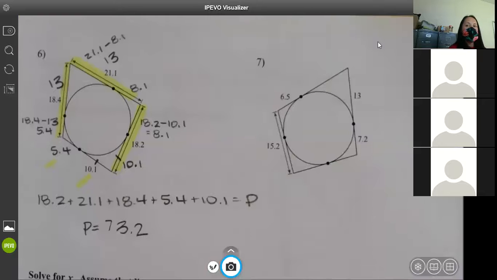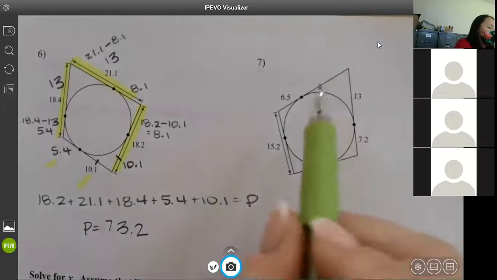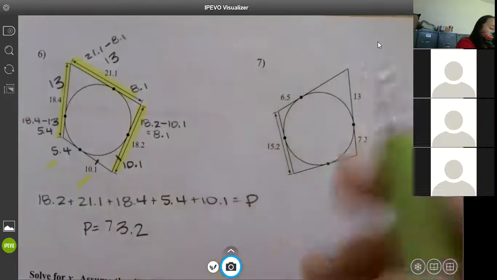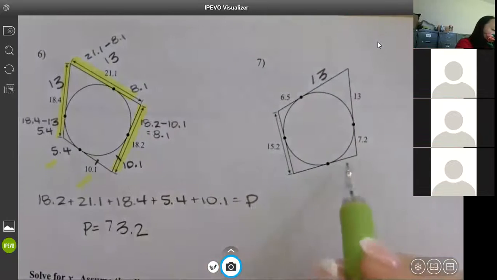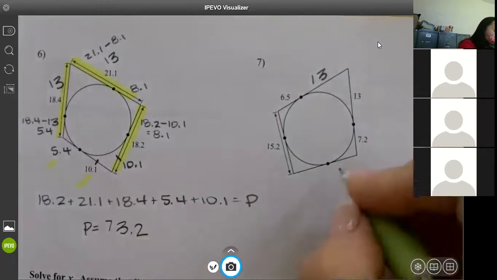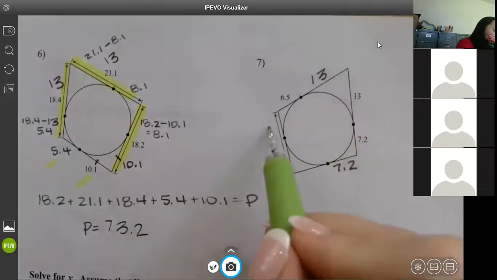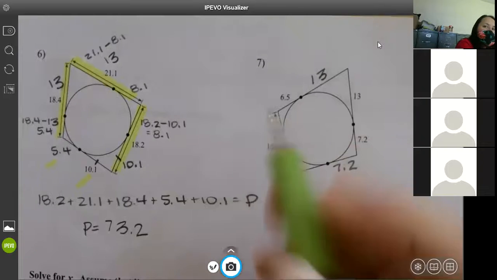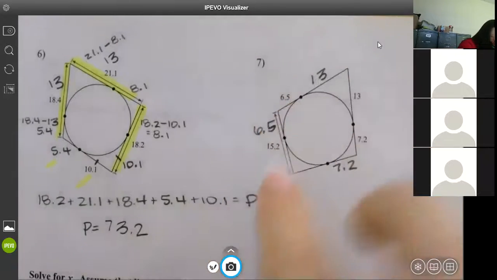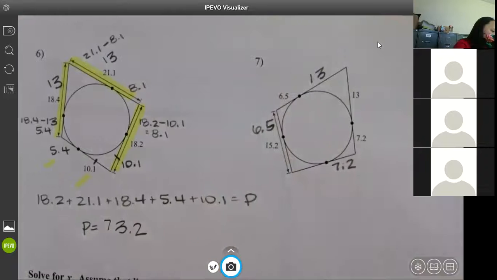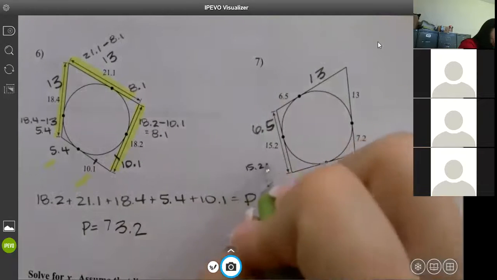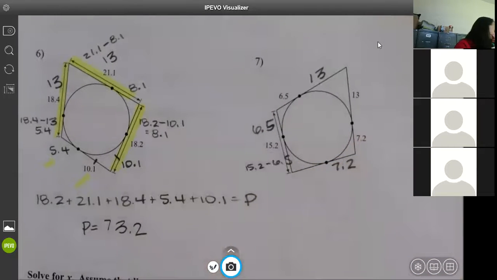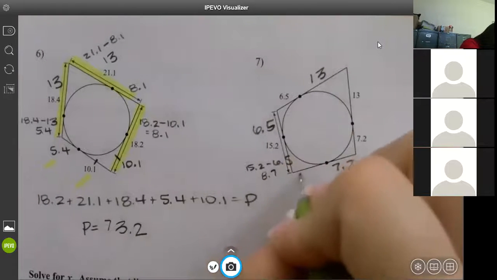All right. So this one has a bunch of singular ones. So this one's even easier than the other 2. So tell me how much this side is. 13. How much is this one? 7.2. How much is this one? 6.5. And then how do I find these last 2 parts? 15.2 minus 6.5 is 8.7.